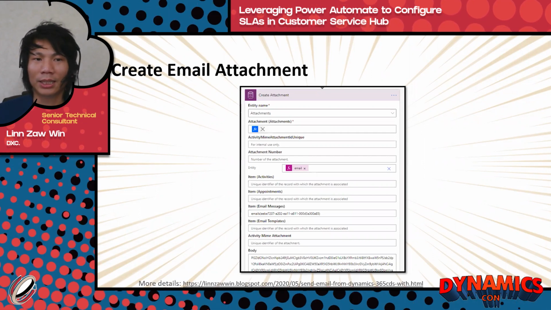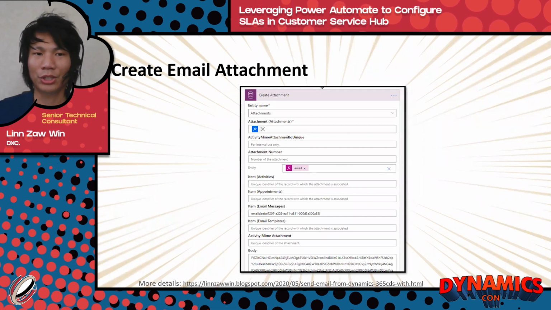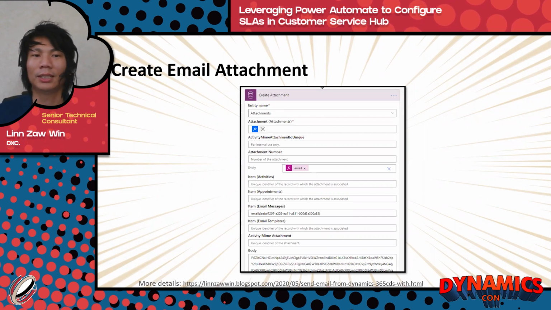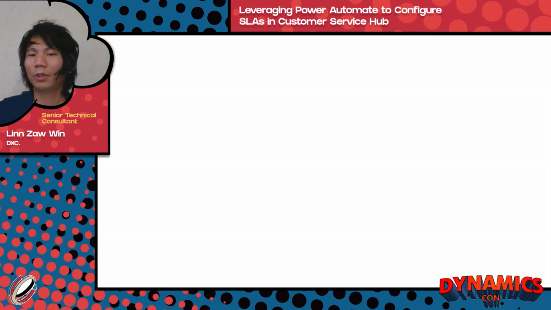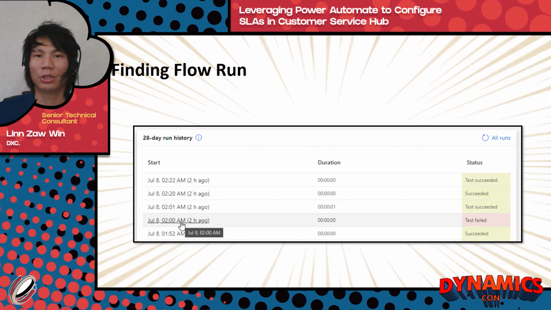Another tricky part is setting the entity object type code, which is the fifth field in the screenshot. If you choose from the list available, it will just throw an error. So what you have to do is specify the string email, which is the logical name of the email entity. Once it's done, you can just create the email attachment using the CDS current environment connector. After that, we'll move on to the tips related to troubleshooting the flows.